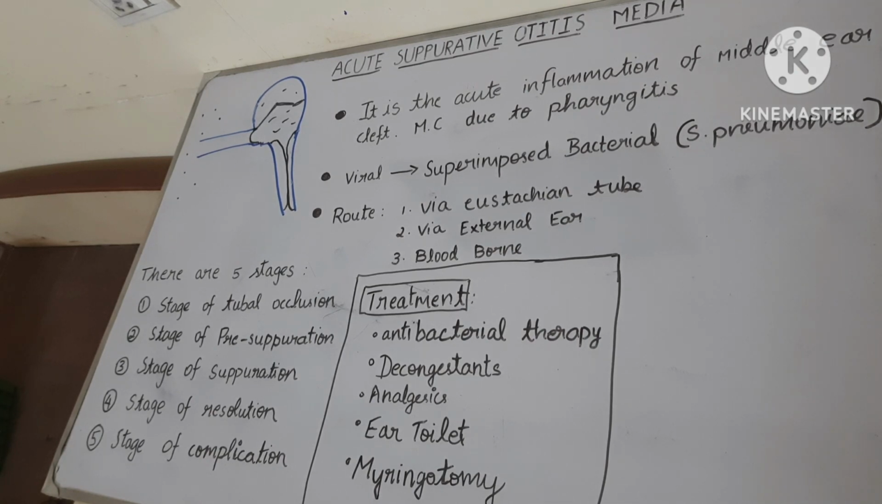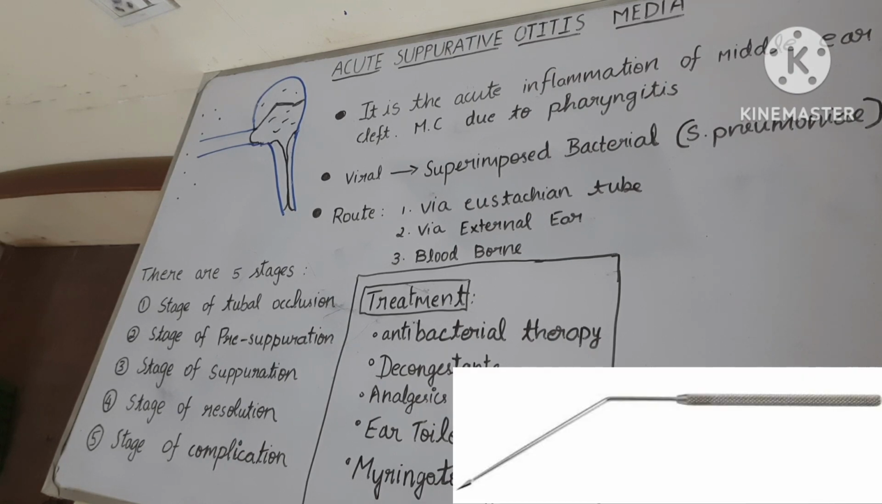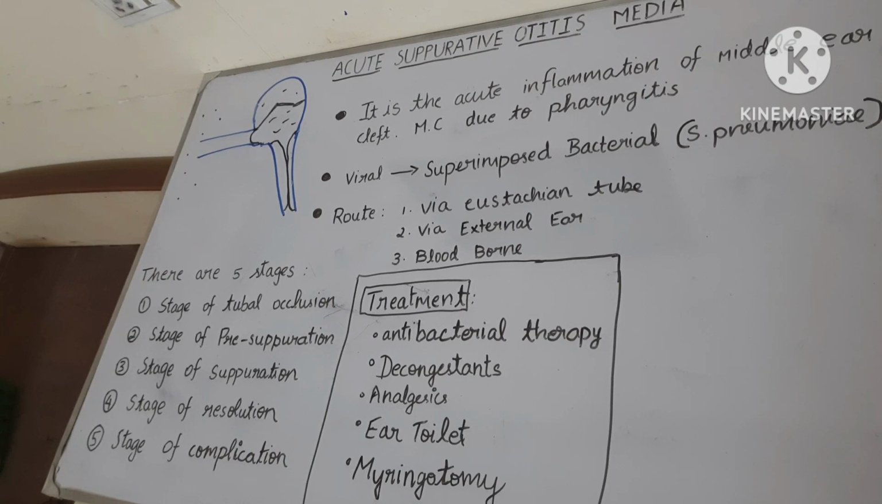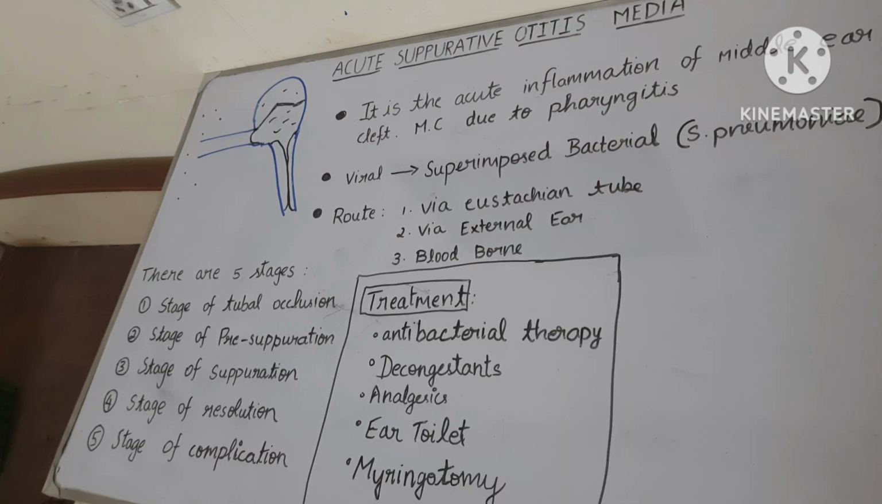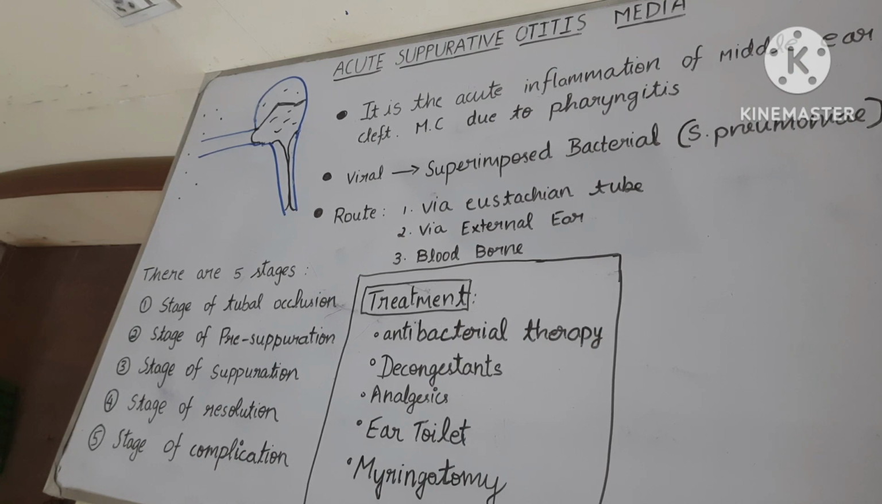If the patient comes to the hospital, then we can do a myringotomy, which is an OP procedure. In the OP, we will use a myringotome. This is the myringotome. As you can see, we will use the myringotome to make an incision on the tympanic membrane on the posterior inferior aspect. There we will make a curvilinear incision so that all the pus will come out. When we do this, the pus will come out in pulsations. This is also called pulsatile otorrhea or the lighthouse sign.